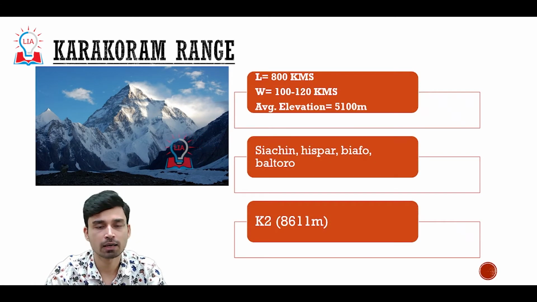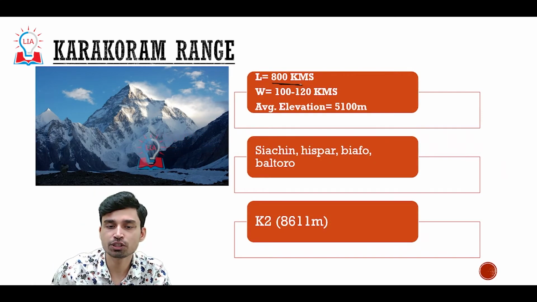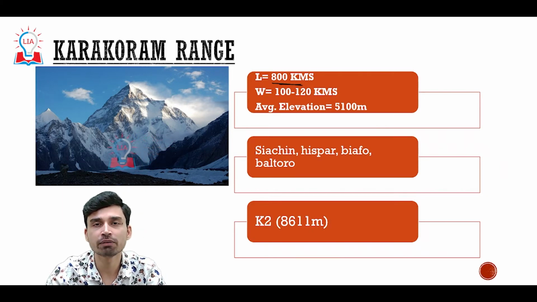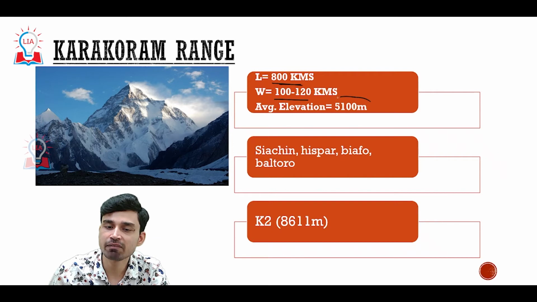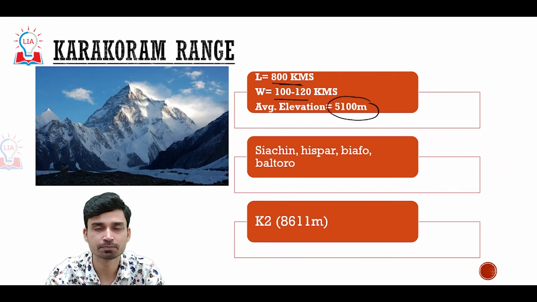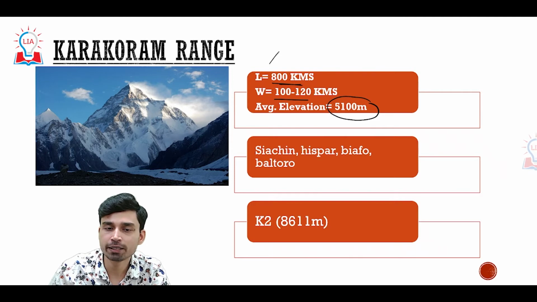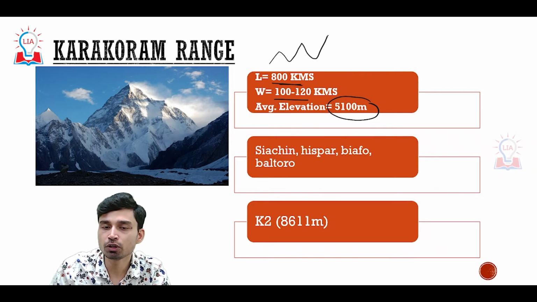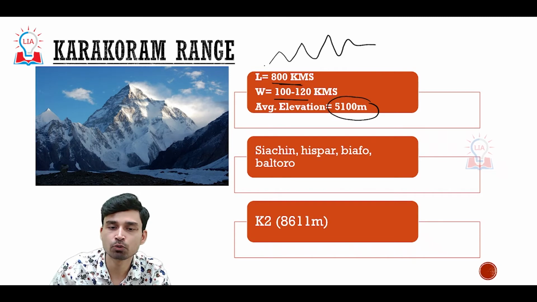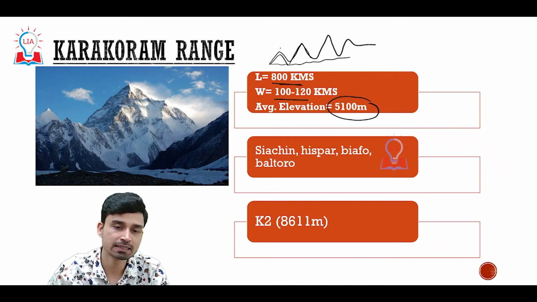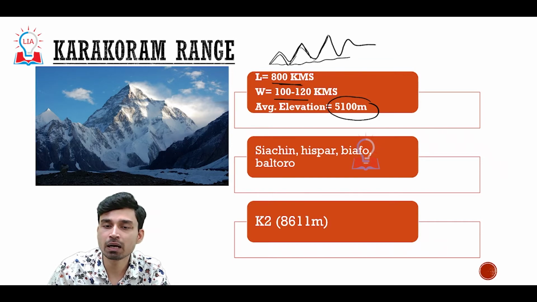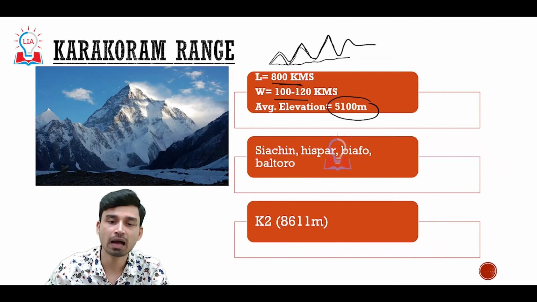About the Karakoram Range, the length of Karakoram Range is about 800 kilometers, extending all the way from the Pakistan-Afghanistan border to the India-Tibet border. The width is between 100 to 120 kilometers, while the average elevation is 5,100 meters. An interesting point to keep in mind is that if we draw the topography of Himalayas like this from south to north, we can see that Siwalik are the lowest in elevation, then mid Himalaya, also called Himachal, are slightly higher, then Great Himalayas, also called Himadri, are the highest in elevation.